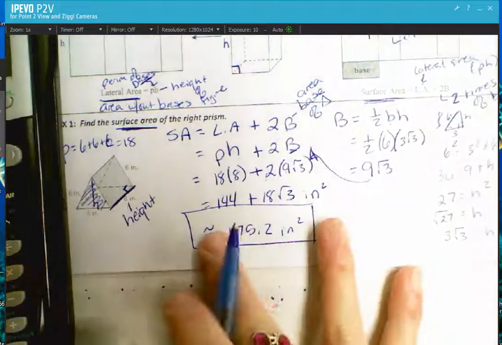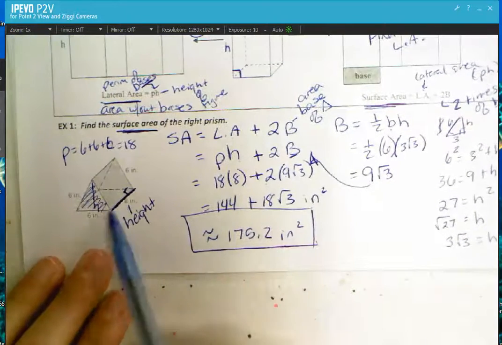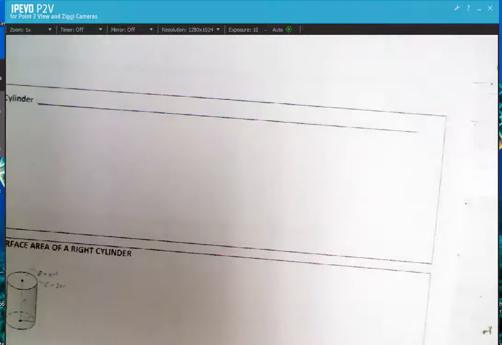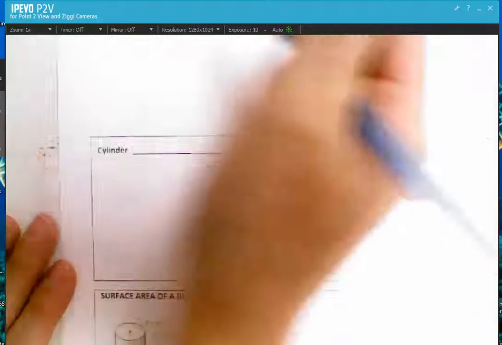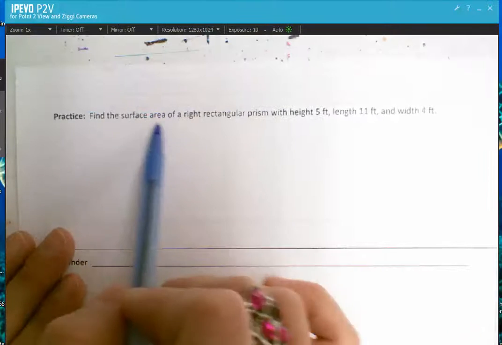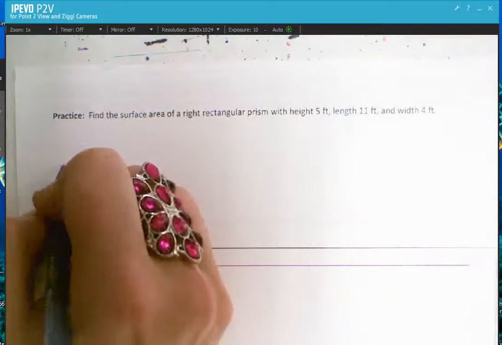You need to go step by step by step so that you don't mess up any of the pieces, so that you can get the correct answer. Alright, let's try another one. You guys are going to do this practice, but get in the habit of sketching them real quick. So it says find the surface area of a right rectangular prism. So we're going to sketch it real quick.